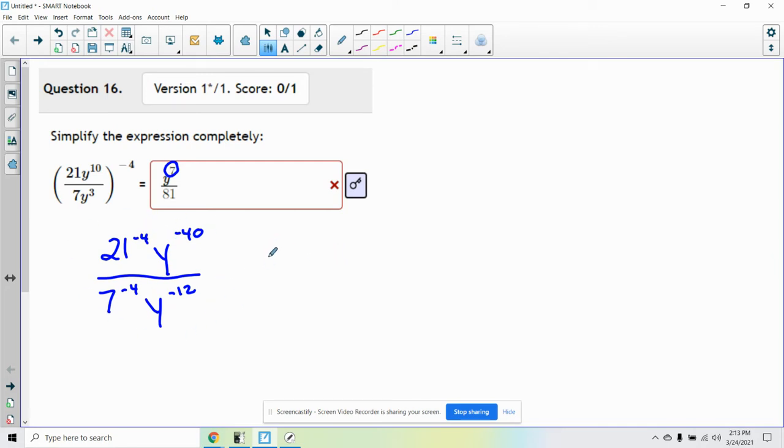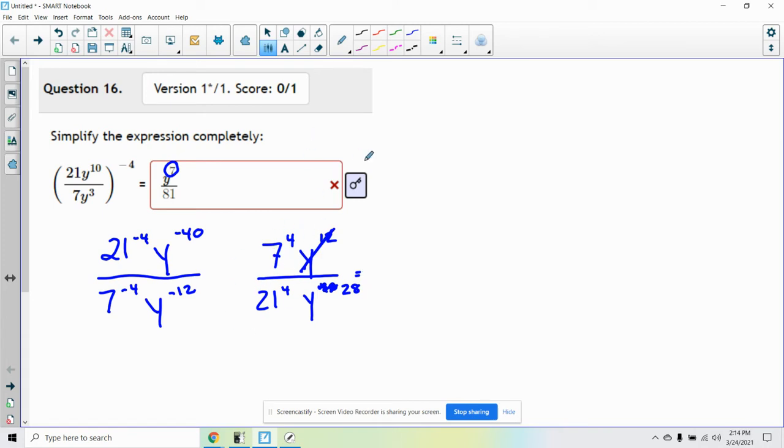So I'm going to put the bottom on top, 7 to the 4th power, y to the 12th, over 21 to the 4th power, y to the 40th. Okay. So we have there that I have y to the 12th over y to the 40th. So that's going to be the top exponent minus the bottom, or you can just think that these 12 are going to cross out with 12 of these. So these all go away, and this is going to become y to the 40 minus 12, which is 28.